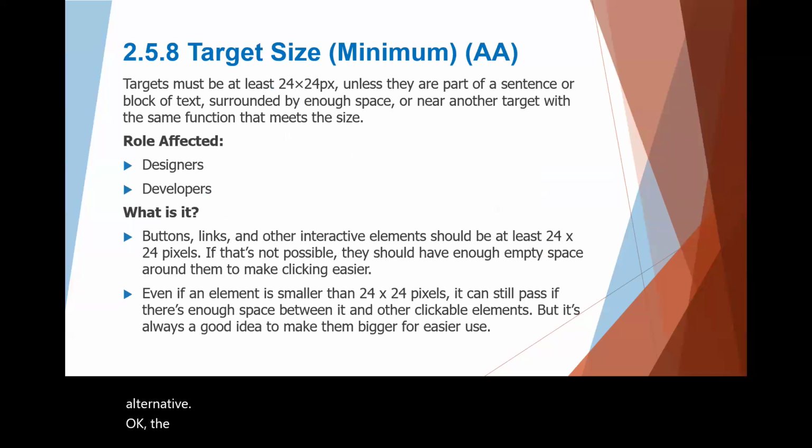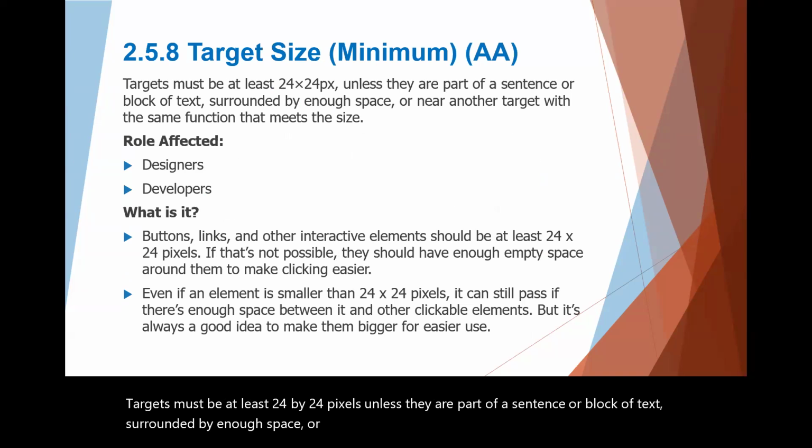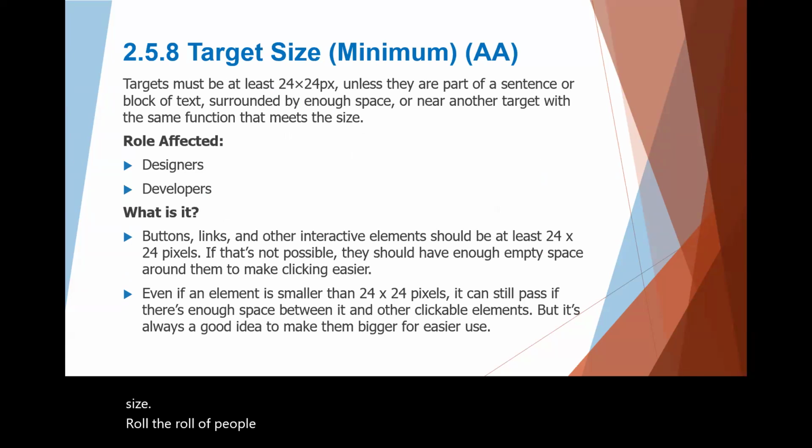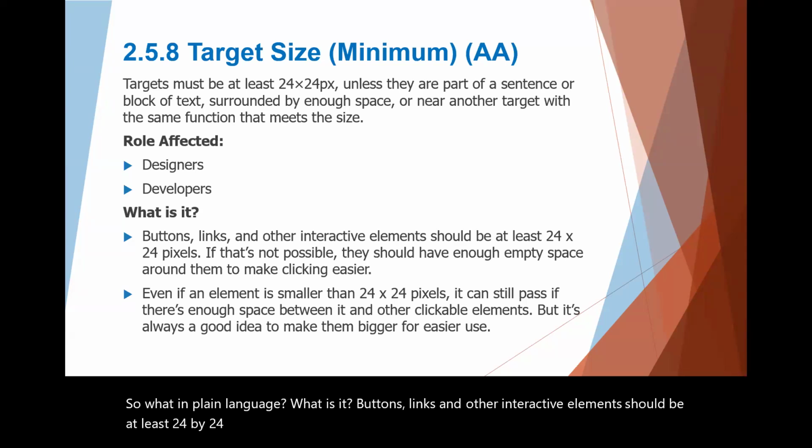Okay, the next one, target size minimum, 2.5.8. Targets must be at least 24 by 24 pixels unless they are part of a sentence or block of text, surrounded by enough space, or near another target with the same function that meets the size. The role of people who would implement: developers and designers. So what, in plain language, what is it? Buttons, links, and other interactive elements should be at least 24 by 24 pixels.